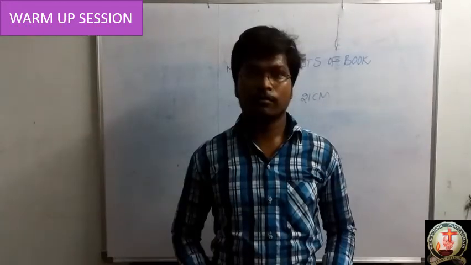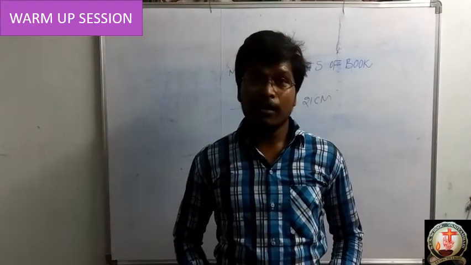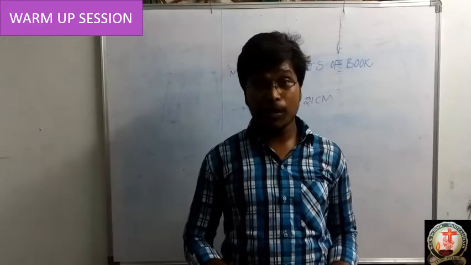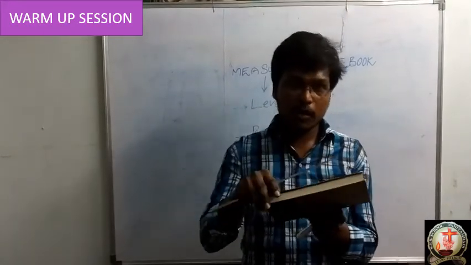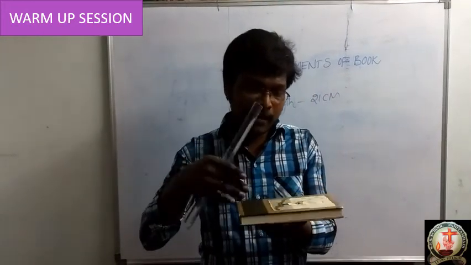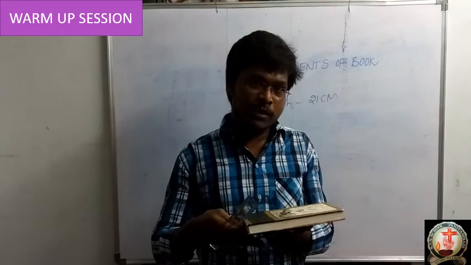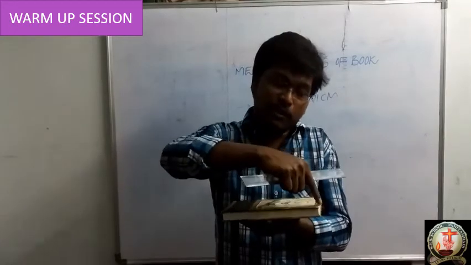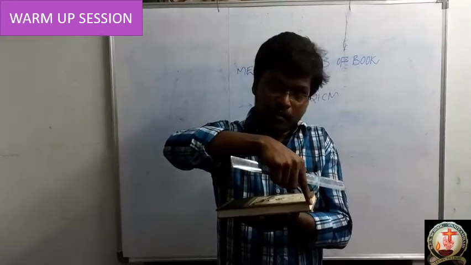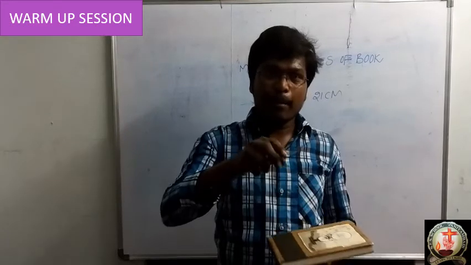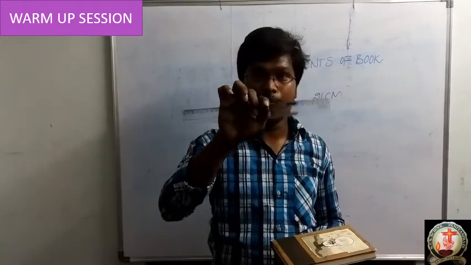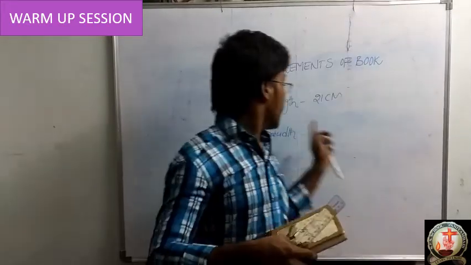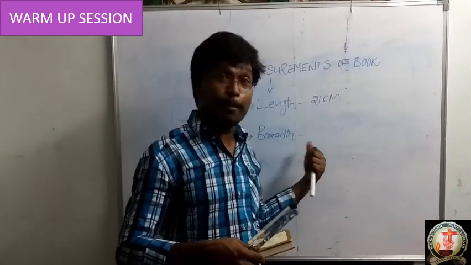Here I am going to find the measurements of the book. So this is the book. What do measurements mean? This book has some length, that is one measurement. At the same time, this book has some breadth. So this is also one measurement. By the use of this scale, which is an instrument, I am going to find two measurements of this book. The first one is the length of this book and the second one is the breadth of this book.